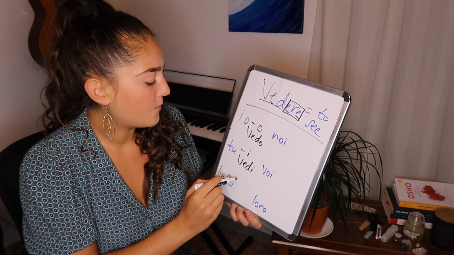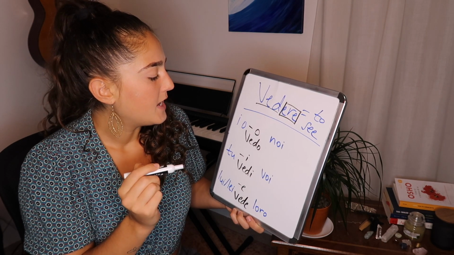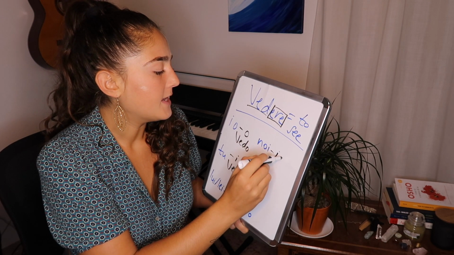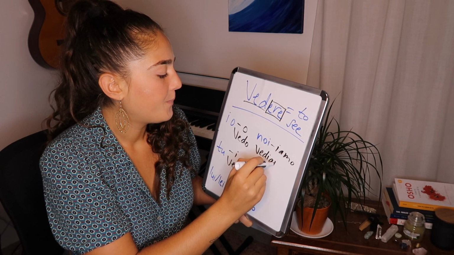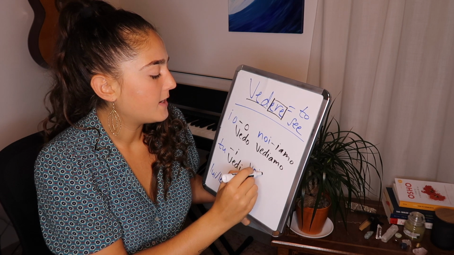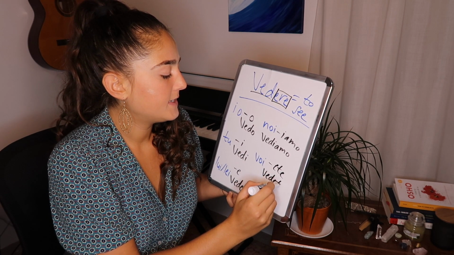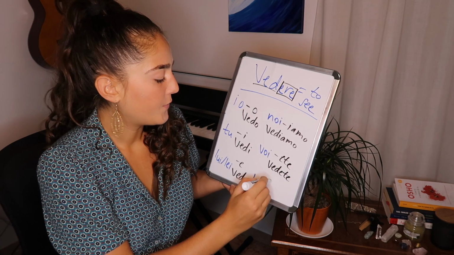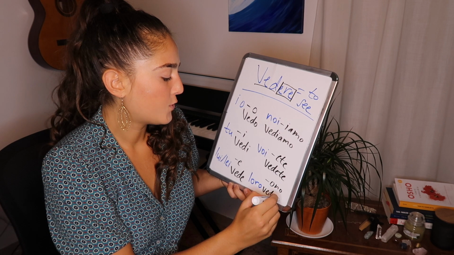For lui or lei, we add an E, it becomes vede. For noi, we add an iamo, so it becomes vediamo. For voi, we add ETE, so it becomes vedete. And for loro, we add an ONO, so it becomes vedono.